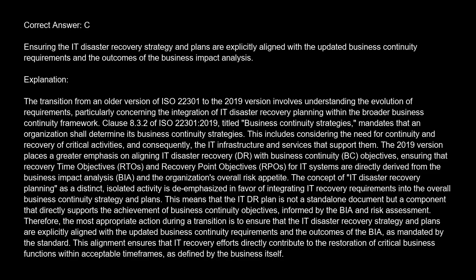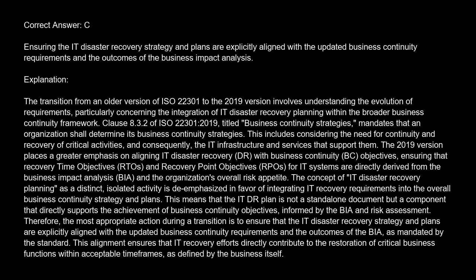The correct answer is C. Ensuring the IT disaster recovery strategy and plans are explicitly aligned with the updated business continuity requirements and the outcomes of the business impact analysis. Explanation: the transition from an older version of ISO 22301 to the 2019 version involves understanding the evolution of requirements, particularly concerning the integration of IT disaster recovery planning within the broader business continuity framework.